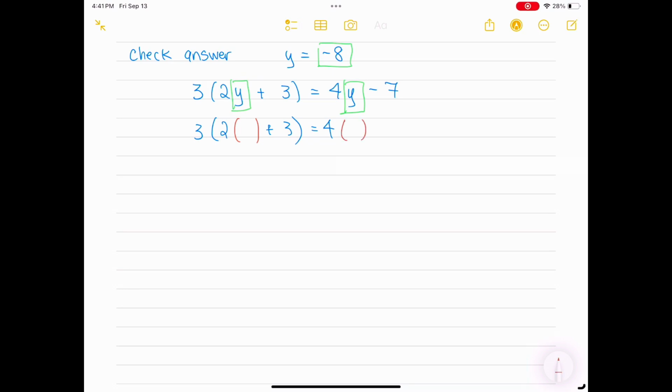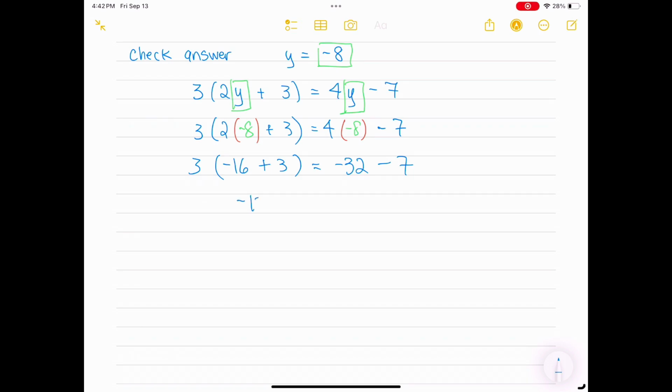So then the equation is rewritten as 3 open parentheses 2 times negative 8 plus 3 close parentheses equals 4 times negative 8 minus 7. I simplify 2 times negative 8 equals negative 16 plus 3 within the parenthesis, multiplying by 3, equals 4 times negative 8 simplifies to negative 32 minus 7 to complete the rest of the equation.